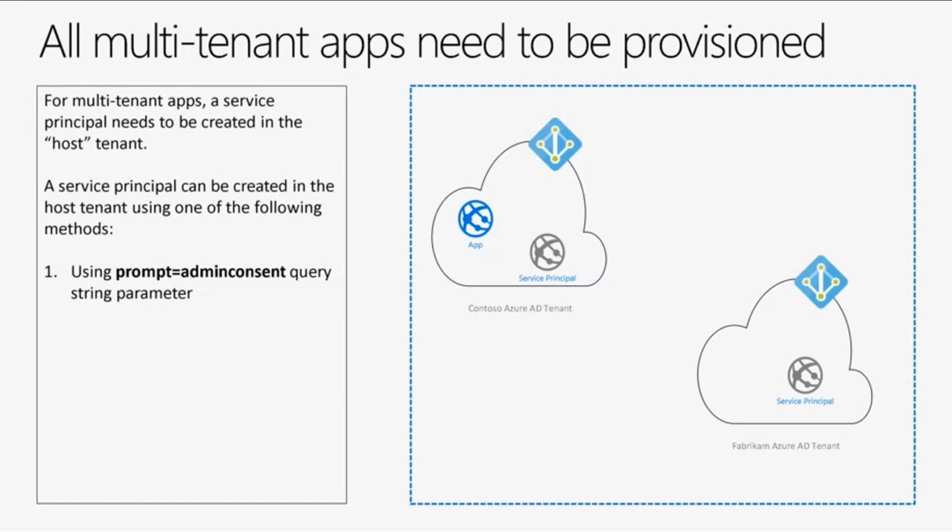You can use what we refer to as a query parameter, prompt equals admin consent. Those of you who are familiar with authentication protocols know you are allowed to append a prompt parameter with various values like consent or sign in. There is one for forcing a user to sign in again and so on. One of the values is admin consent. If you use admin consent, then the signing-in user has to be a tenant admin. When the tenant admin signs in to your app, a service principal will automatically be created in that admin's AAD tenant.